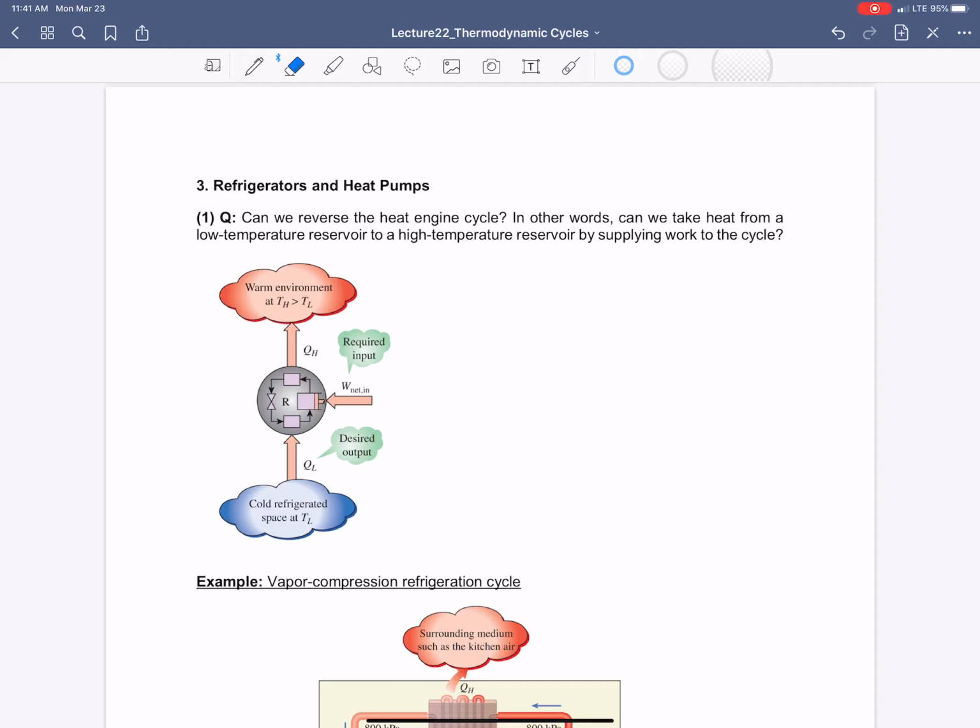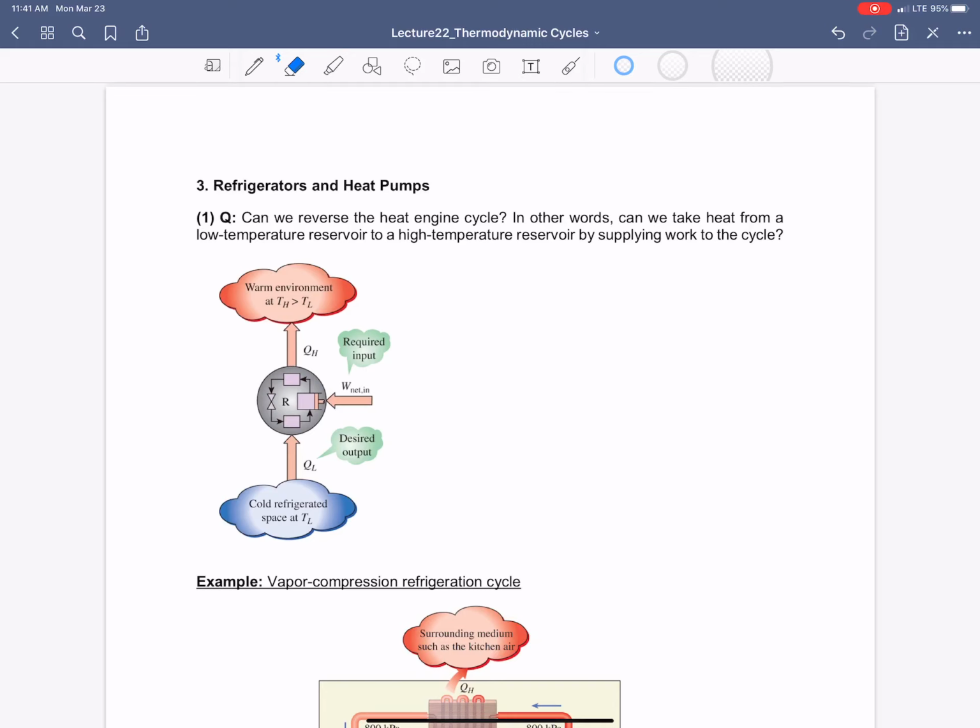Now let's discuss another type of thermodynamic cycle, which is refrigerators and heat pumps. The basic idea is, let's talk about the heat engine again. As we already discussed in great detail, the objective of a heat engine is to produce work, right? And in order to produce work, we need to put heat into a system.